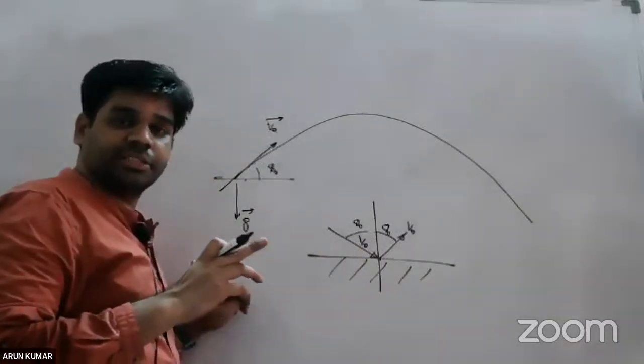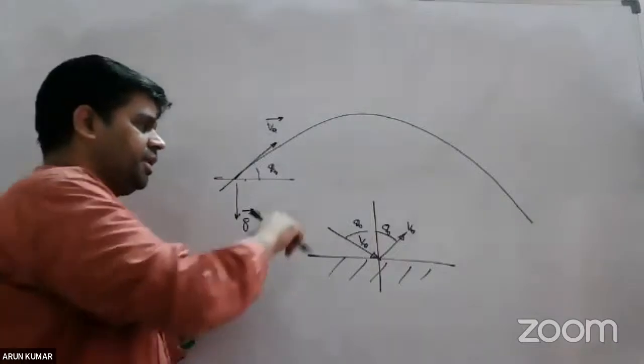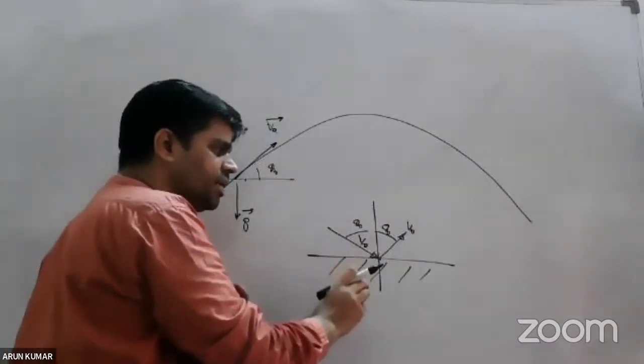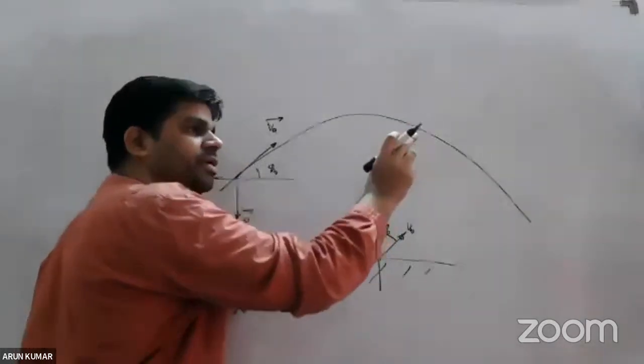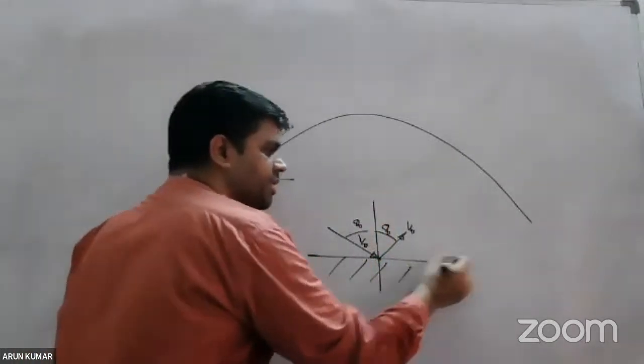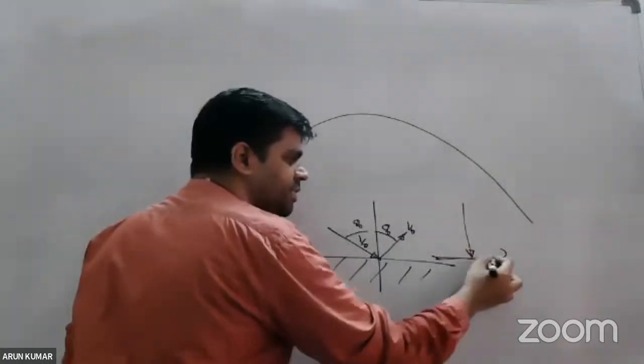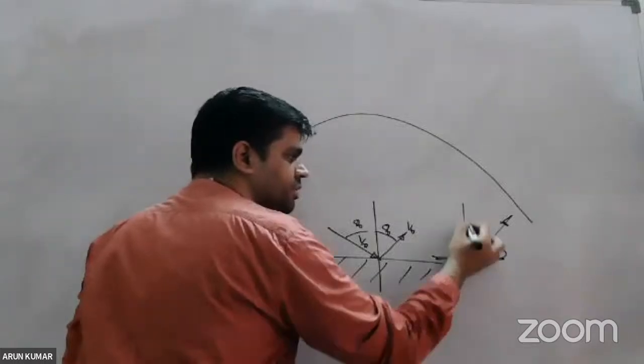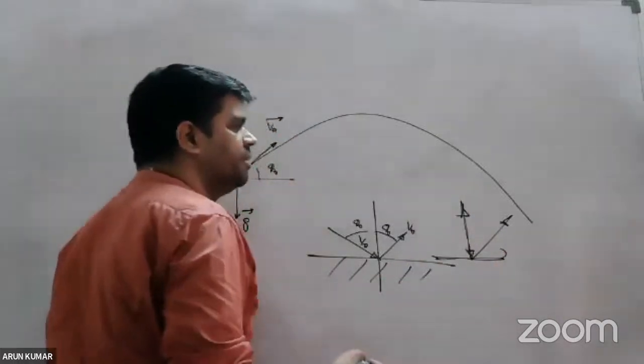We have seen this in class 10th also. Angle of incidence is equal to angle of reflection. So the angle with which the particle is striking is equal to the angle at which the particle is rebounding. Now if the same particle hits exactly vertically downward, how will it rebound? It goes straight back.